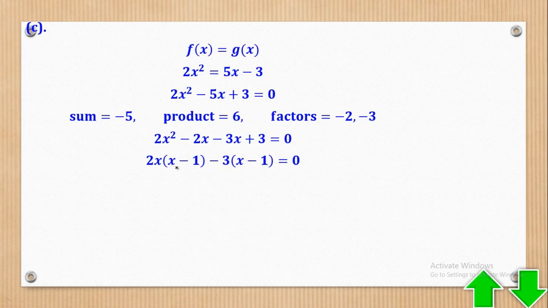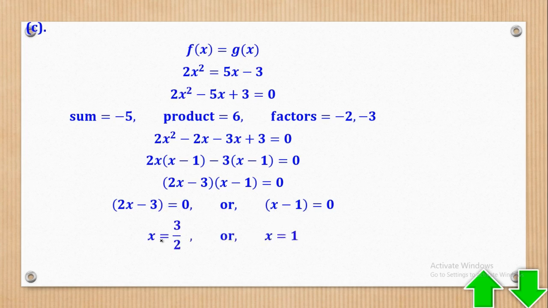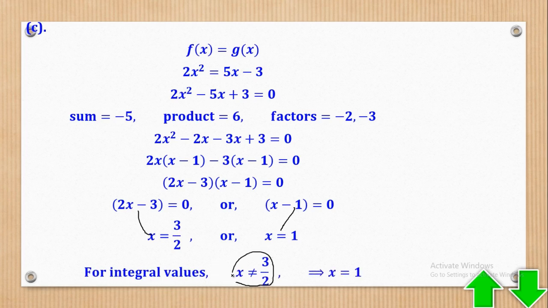So I think we realize that now in these two parts, this and this are common, so we shall factorize them out and come up with 2x minus 3, which is that, multiplied by x minus 1, which is that. That means that either 2x minus 3 is equal to 0 or x minus 1 is equal to 0. In the end, when I make x the subject here, x will be equal to 3 over 2, here x will be equal to 1. Now for integral values, x cannot be a fraction, so we shall remove this and remain with x equal to 1.